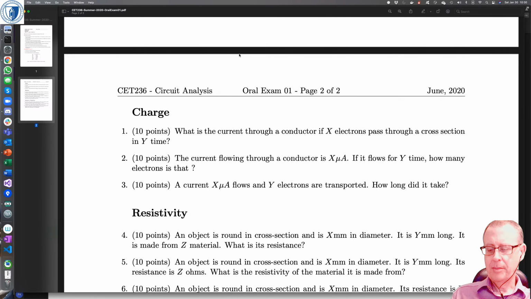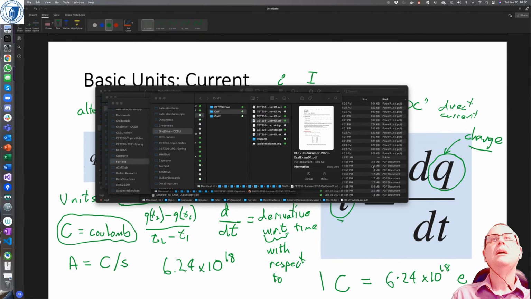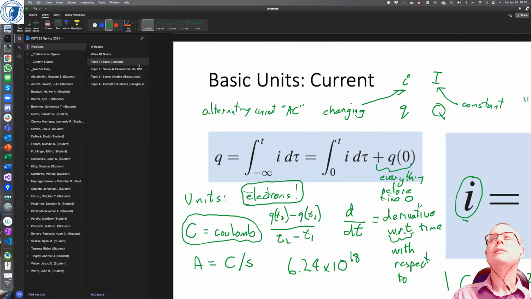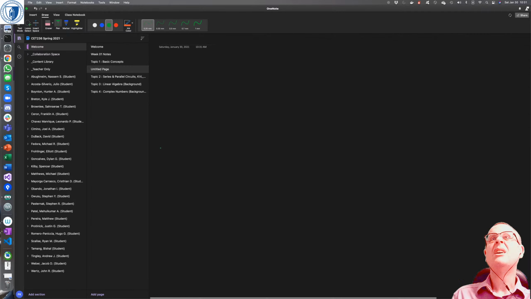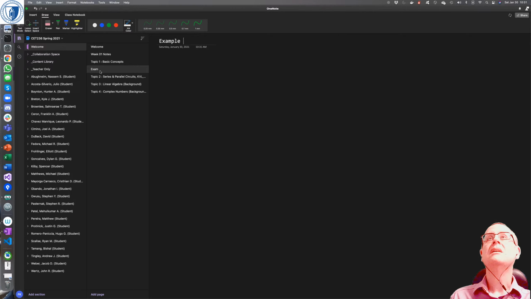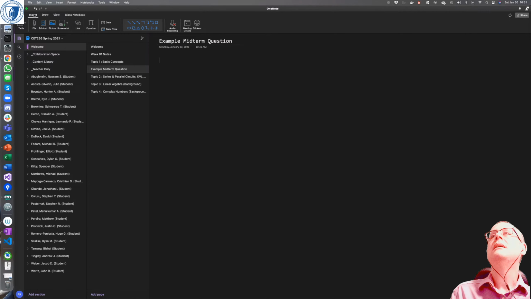So what I'm going to do is take a screenshot of that, and I'm going to come over here, and my dog has just been set off. So let me just make a new page, and let's call this example midterm question, and we'll get the picture from my screenshots.